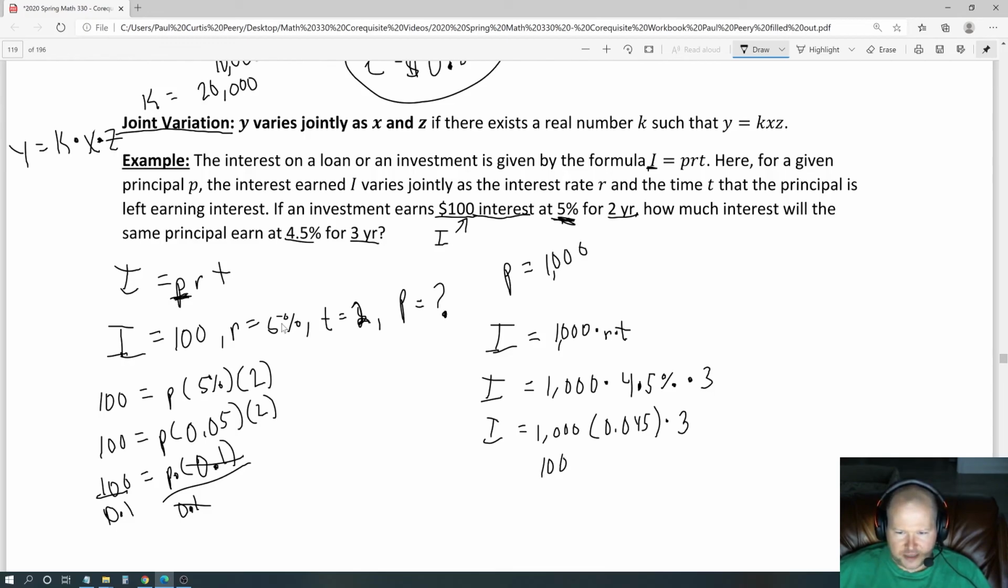And that would give me 1,000 multiplied by 0.135. All right. So what is 1,000 times 0.135? That is 135. Just like that.